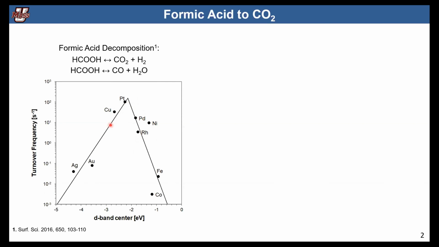And generally, it's thought that on the left-hand side of this plot, you have more weakly binding adsorbates in general. On the right-hand side, you're more strongly binding. And this has implications for the rate-determining steps, or if a single one exists, and which one might exist on either side of the volcano.